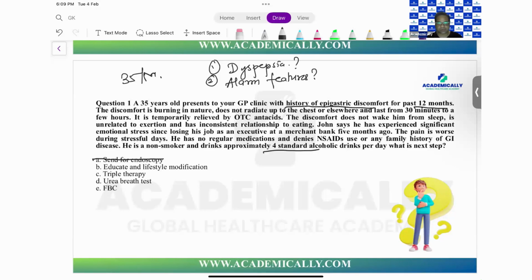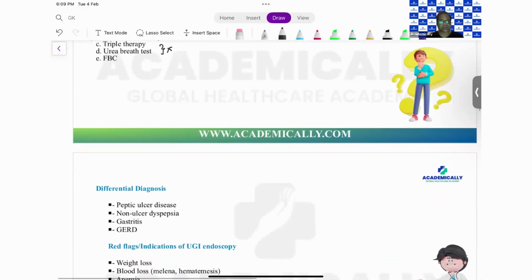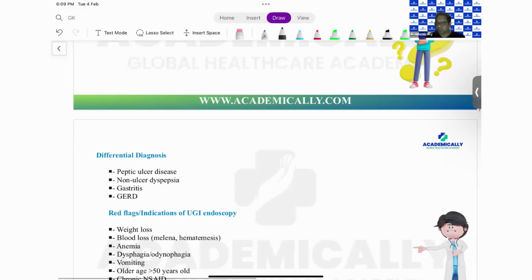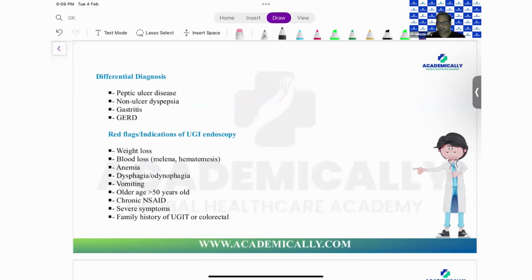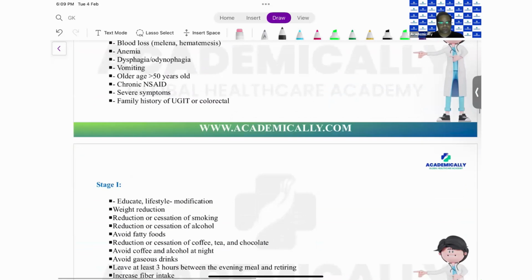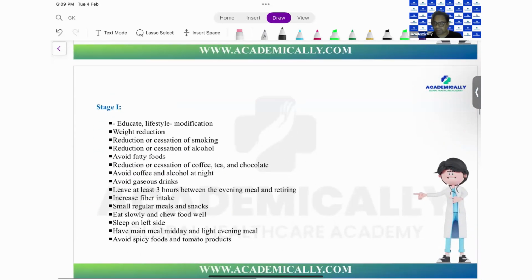That's right. The answer that I'm getting is correct. You don't have to do H. pylori immediately. So what our algorithm says is that you start PPIs, but before PPIs, it is better you educate the person and give lifestyle modification. So B is the answer. Educate the person and give lifestyle modification. That is the first and foremost thing. And if that is not working, then it is better to start PPIs, anti-secretory. So the first thing that you would do is education and lifestyle modification.